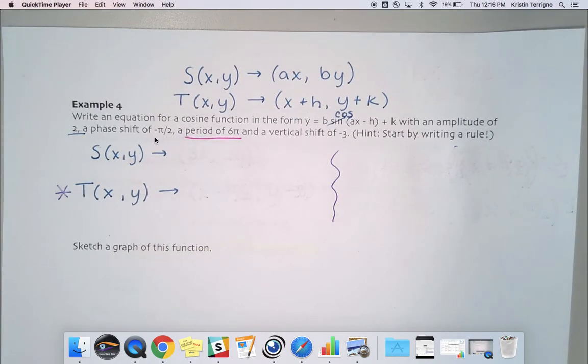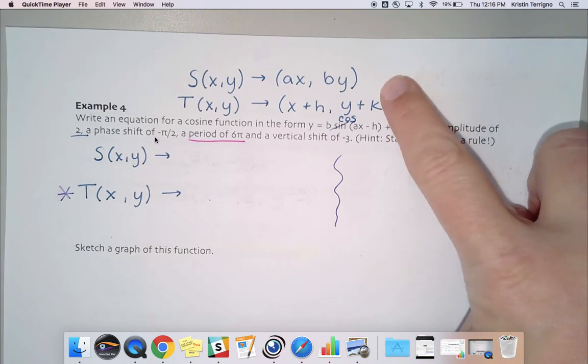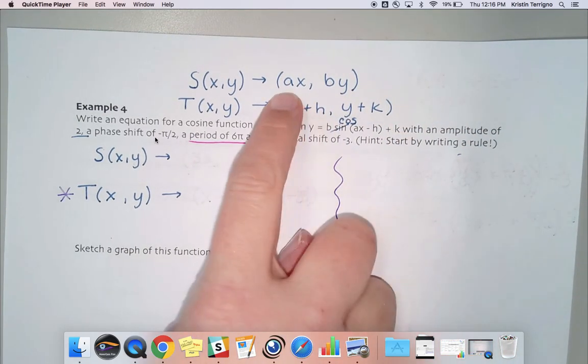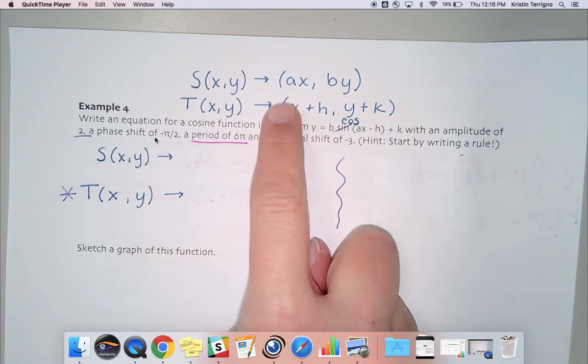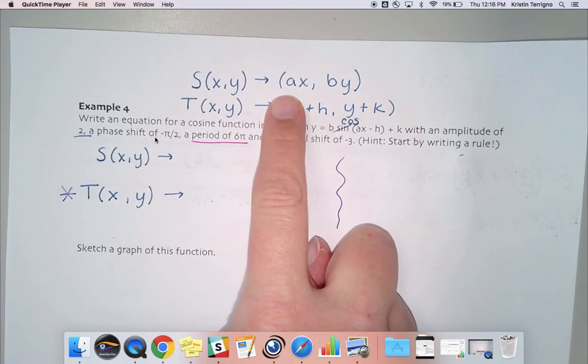So what I've given you here is some information about a particular function, information about the properties, the amplitude, the phase shift, all of that stuff. We are going to write a rule, and our rules are going to look something like this. I put these up here, by the way, just to remind you of these letters that we use sometimes to represent these things. So the a value would be like what you're multiplying x by and so on.